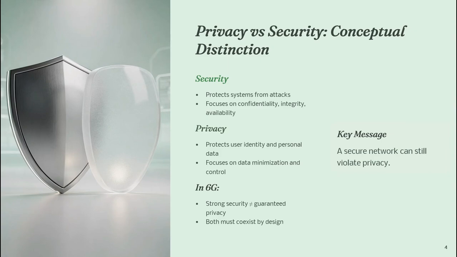Privacy-based security is one of the challenging topics, so the conceptual distinction is important. It is important to correctly distinguish between security and privacy, as the chapter emphasized. Security focuses on protecting systems and data from unauthorized access: confidentiality, integrity, and availability. Privacy, on the other hand, focuses on protecting user identity, personal information, and data usage rights. In 6G, a network can be technically secure but still violate privacy through excessive data collection and inference. Therefore, security alone is not enough. Privacy must be explicitly designed and enforced. A secure network can still violate privacy, and it is one of the things we should care about.